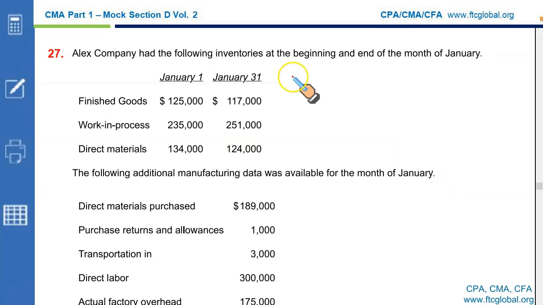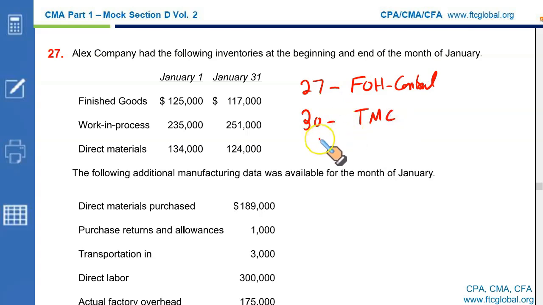Alright, now we have another set of questions. This is the question that would require you to calculate the FOH control over or under applied. The next question related to this information is question 30. That will require you to calculate the total manufacturing cost, and the same question 32 with the same information will require you to calculate the COGM. So we are going to do all of these in this question and we'll match our options.